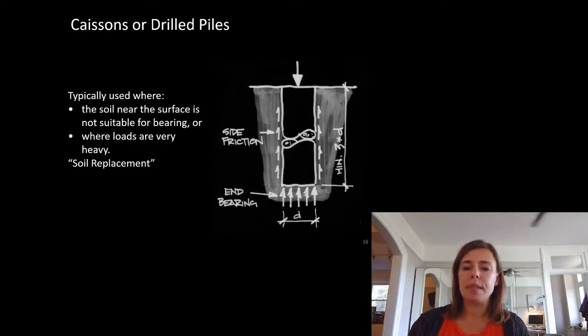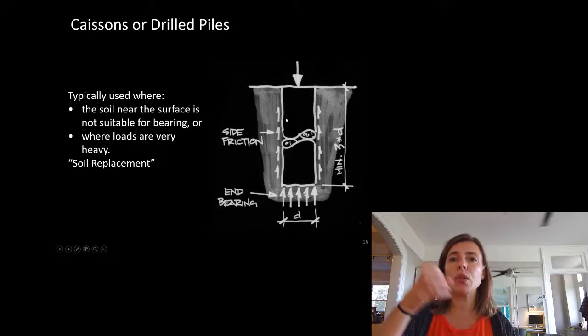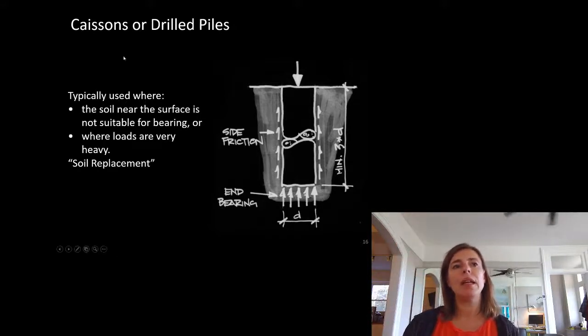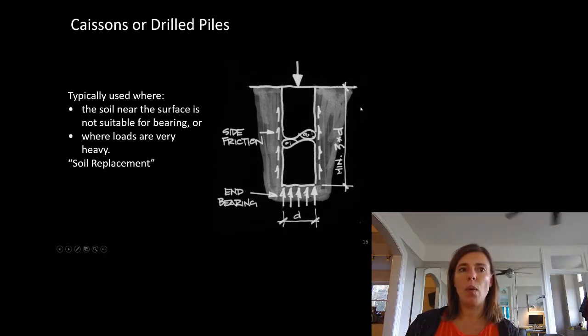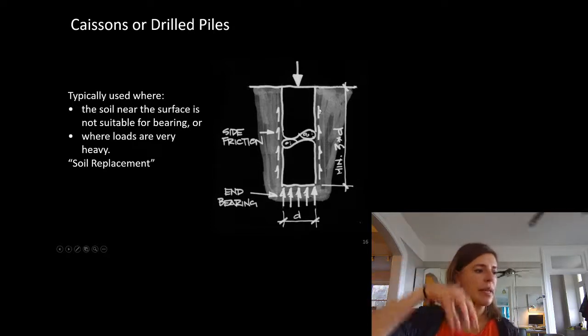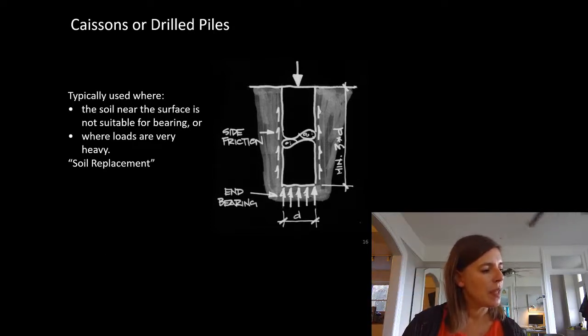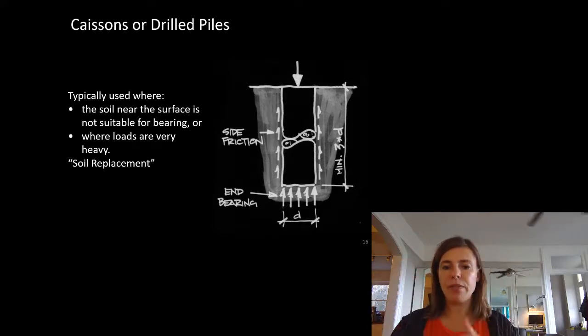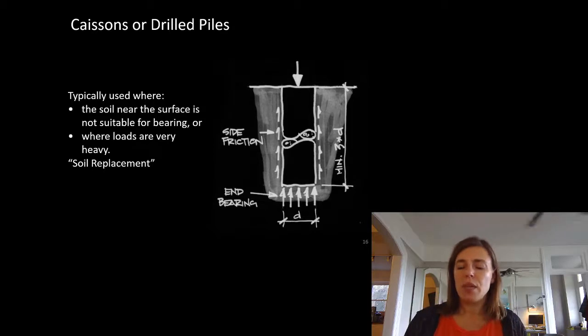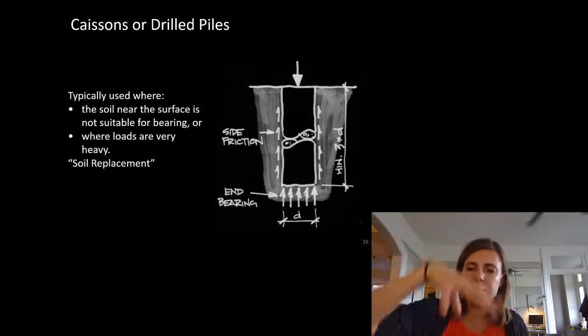Caisson or drilled piles. This is where we actually drill down into the soil. We take soil out and pour in concrete. We would use this where our soil up here is really crappy or doesn't work very well, or we might do it where we have really, really heavy loads. Because we get to use the bearing at the end, but we also get to use side friction. So sometimes we might need to go down very, very deep, and then we get that benefit of the side friction as well. So this is where we actually remove soil and put something back in its place.